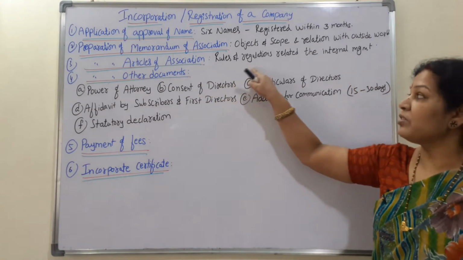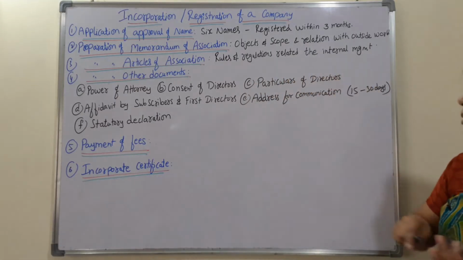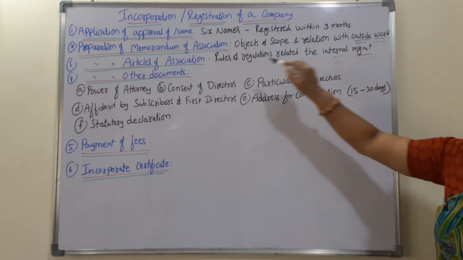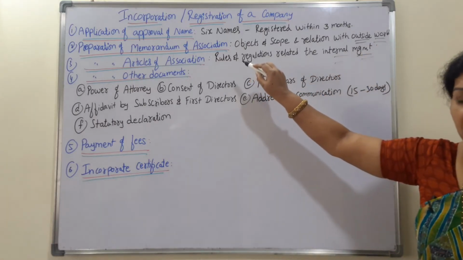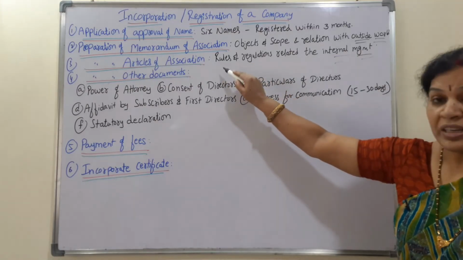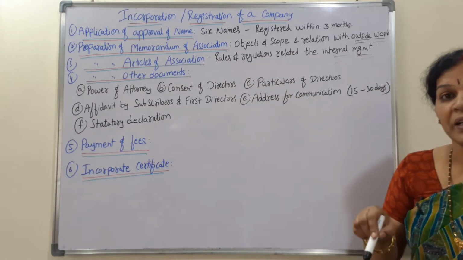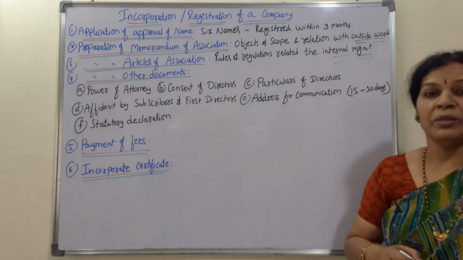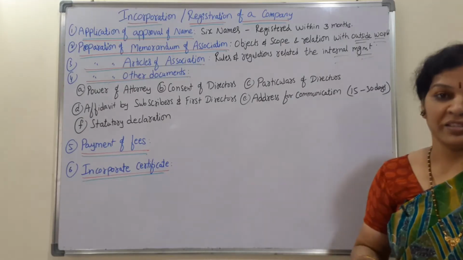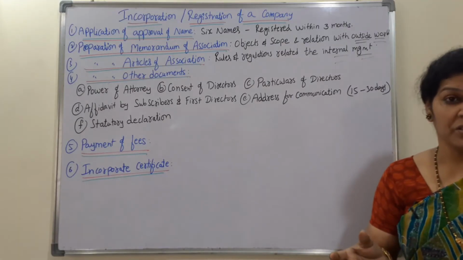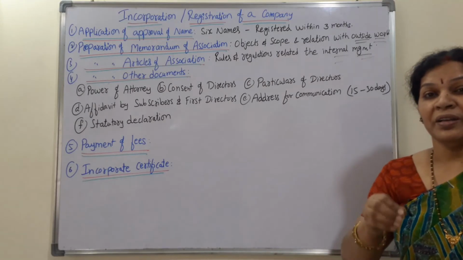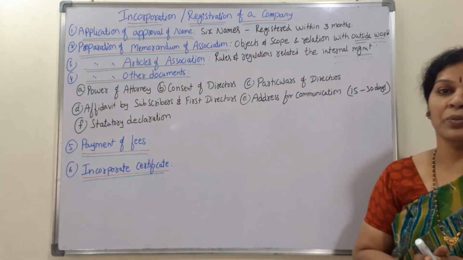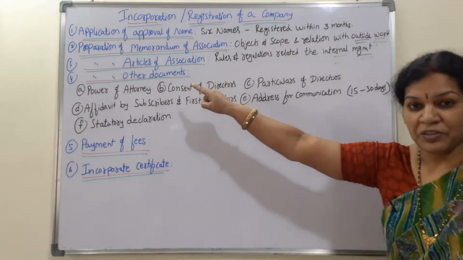This talks about the rules and regulations related to the internal management. The Memorandum of Association is with the outside world, general rules and regulations. So the Articles of Association is decided by the company for internal management. That means how many people will act as directors, how many shares they have to buy, and who the auditors are. Whatever they want to do internally, all these things they'll decide there only.